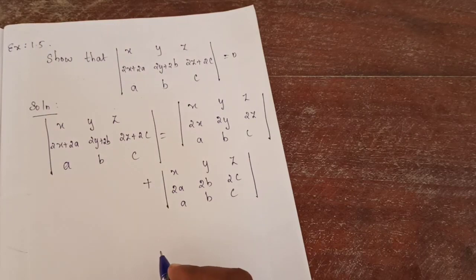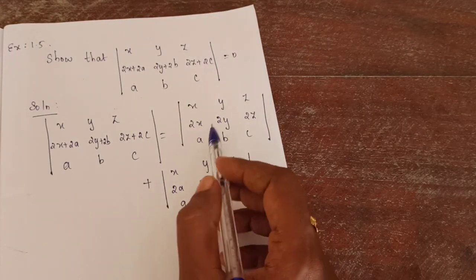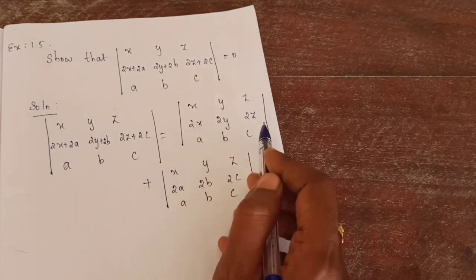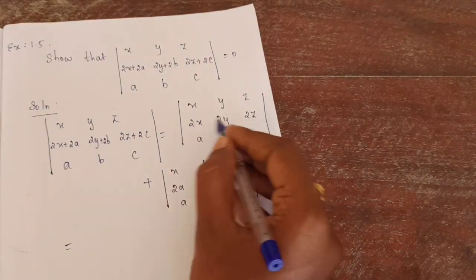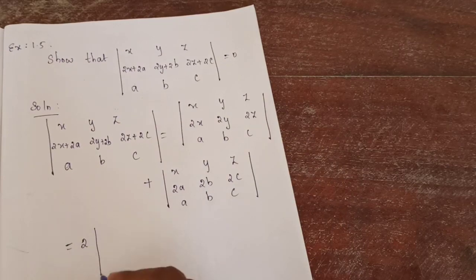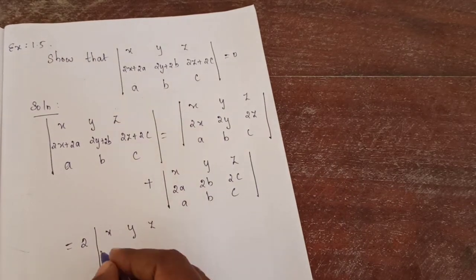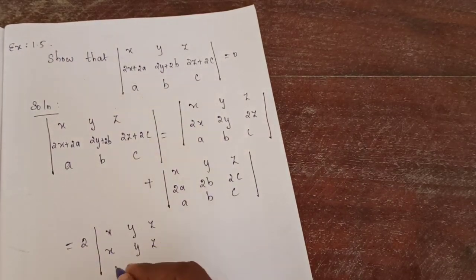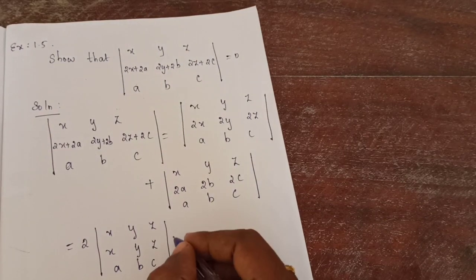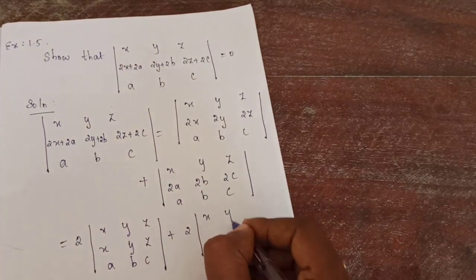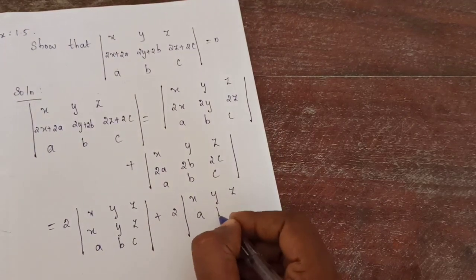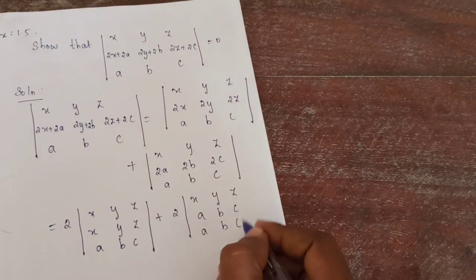Then I said in one property, if any one of the scalar is common to any one of the row, we will take that as outside. So here in this determinant, what's the common? 2 is common. So x, y, z. Second one, x, y, z. A, B, C. Same as that, here also what is common? 2 is common. So x, y, z. Then next one A, B, C. Next one A, B, C.